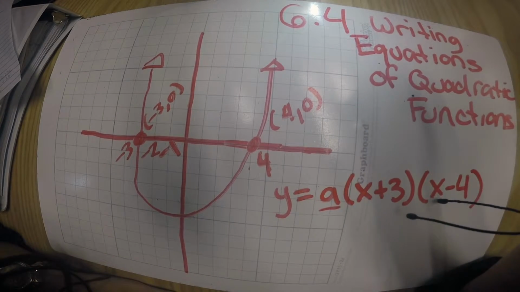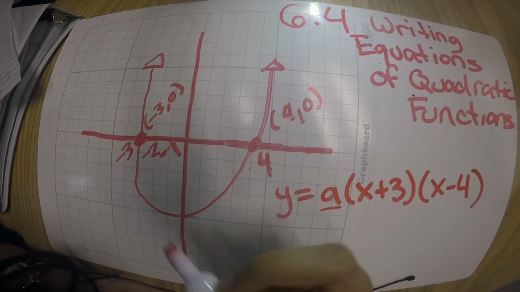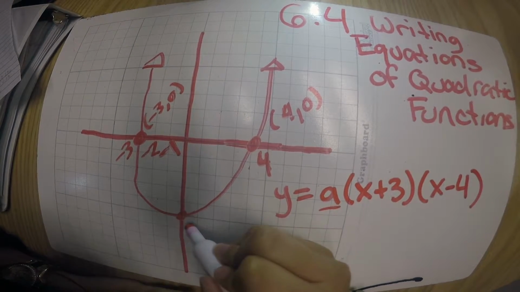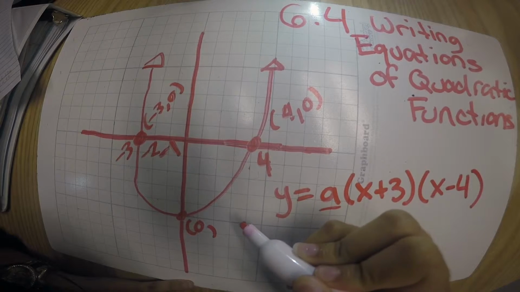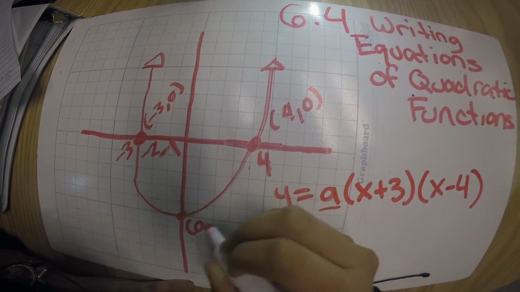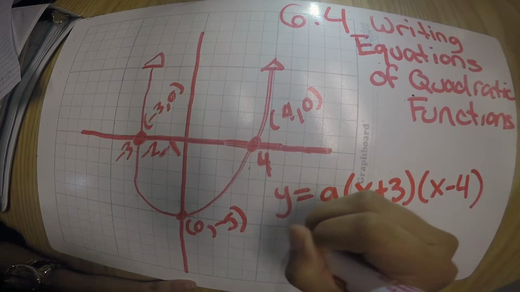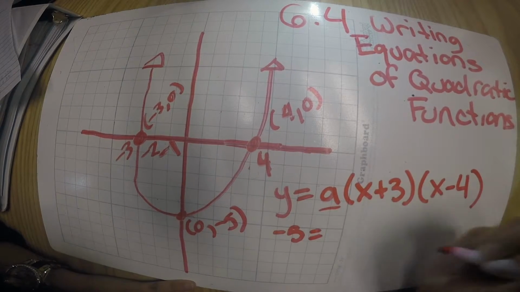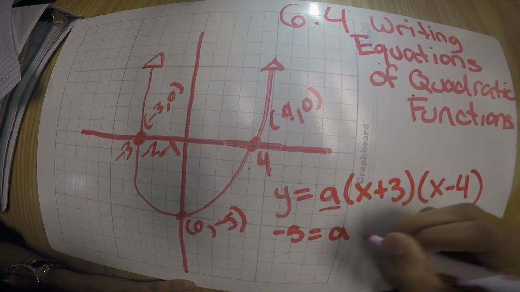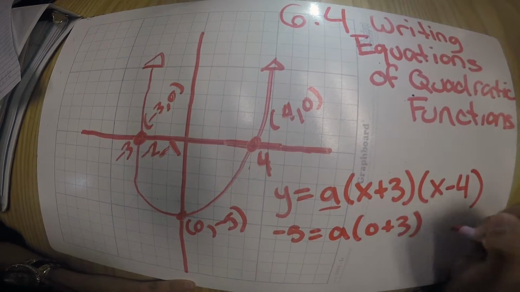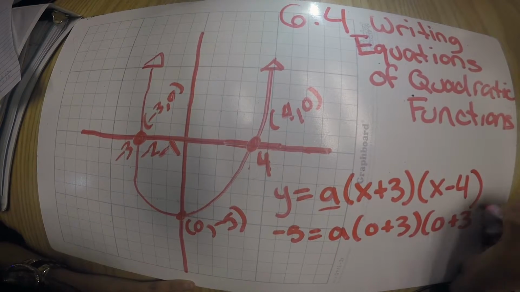In this case, I'm gonna pick 0, -5. And so we replace y with -5, and then we keep the a, and then we replace all the x's with zeros. So it'll look like this.